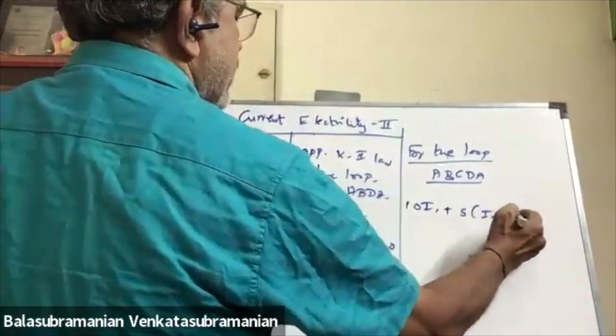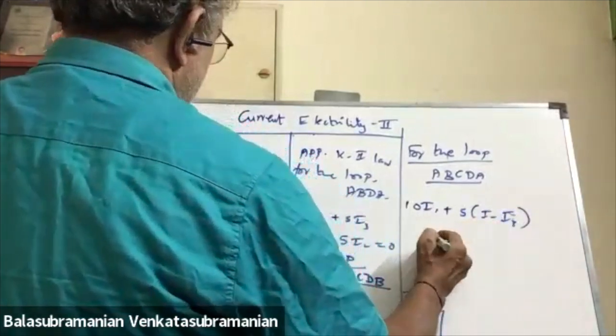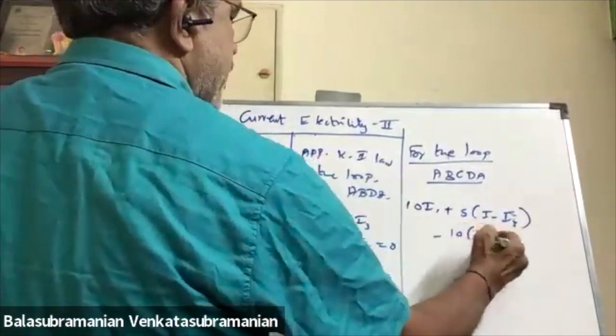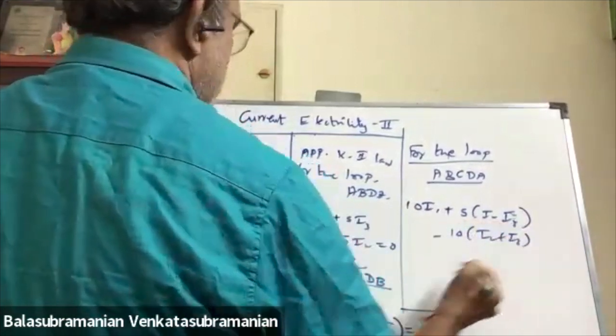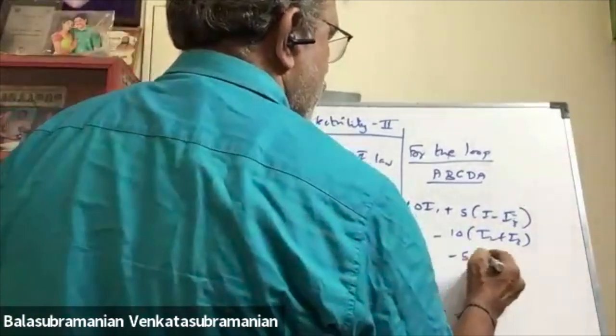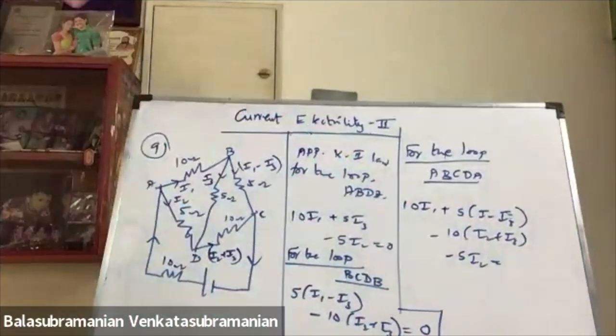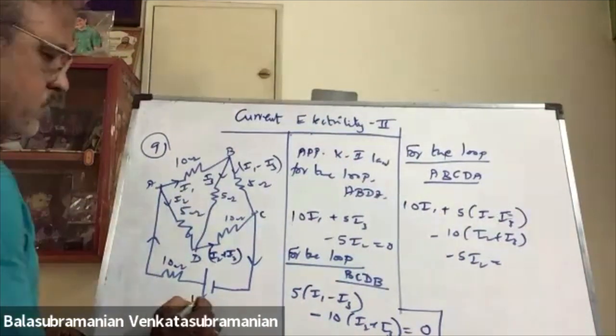minus 10 into (I2 plus I3) minus 5I2 is equal to, this is 10 volts.